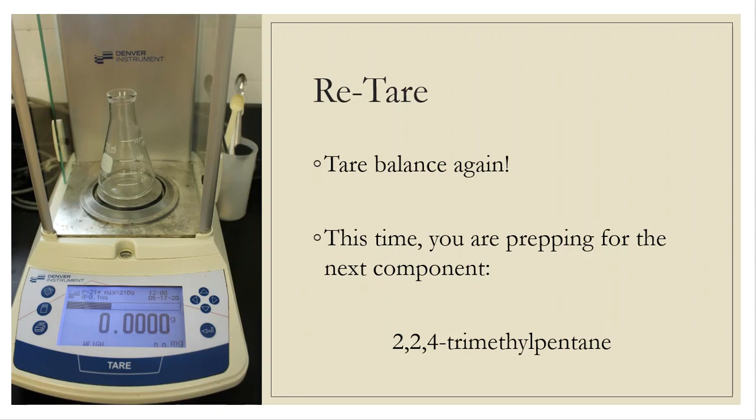I re-tared it to 0.0000 grams one more time. And now I can add my 2,2,4-trimethylpentane to that flask in order to get a mass. Again, I don't think the lab experiment is going to tell you to do this, but I always try to get masses of everything that I use, including the reagents when possible.